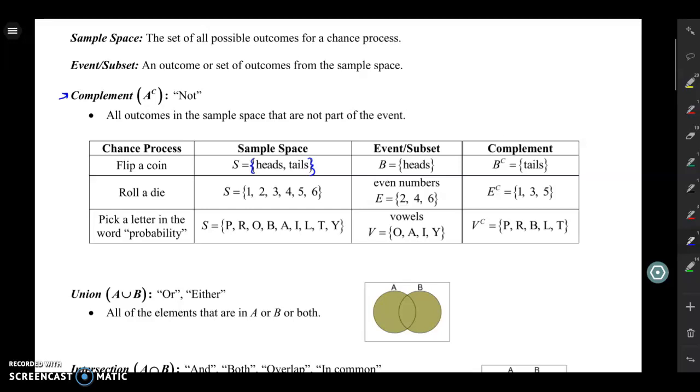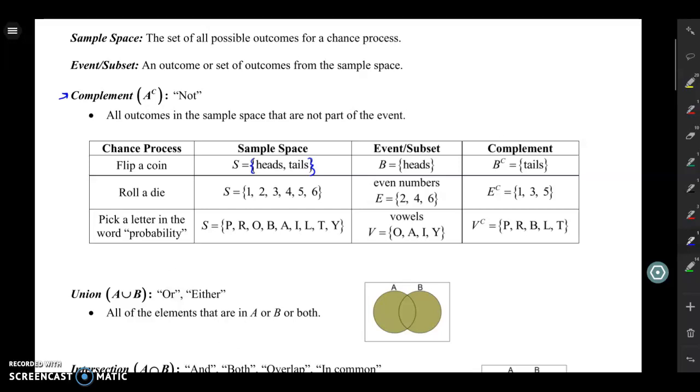We could name an event or a subset. We could name it B, and we want that to be the event of rolling heads, which means that the complement of B, or everything that's not B, would be the event of rolling tails. Okay, so let's look at the next one.